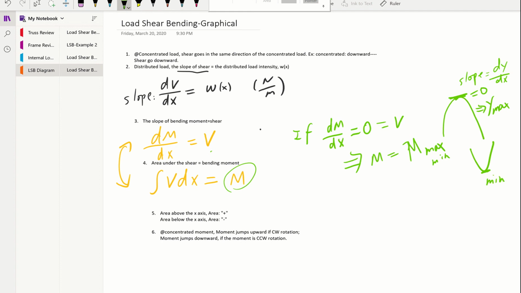Okay, so that's all the rules. Now we're going to look at some examples in the next video to apply those rules using the same examples you did for the analytical approach.